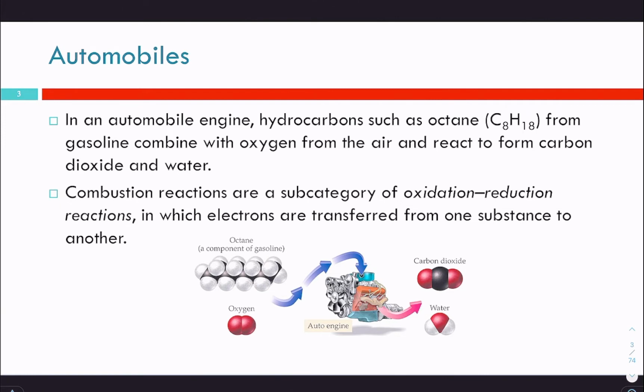Combustion reactions are another subcategory of oxidation reduction reactions in which electrons are transferred from one substance to another. So this is where, after this chapter, we'll do just a little bit of chapter 16 before going back to chapter 8. So we're taking these molecules, ripping them apart, and then putting them back together in a new way, and out of that we get energy.